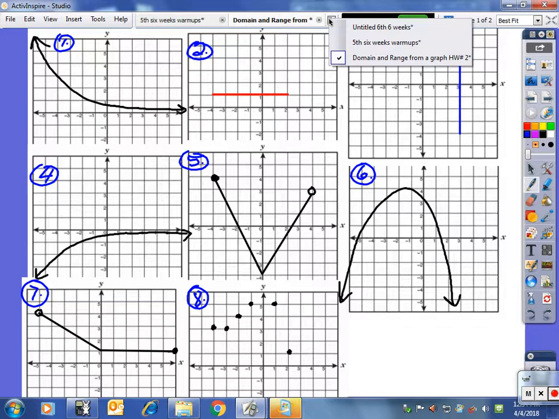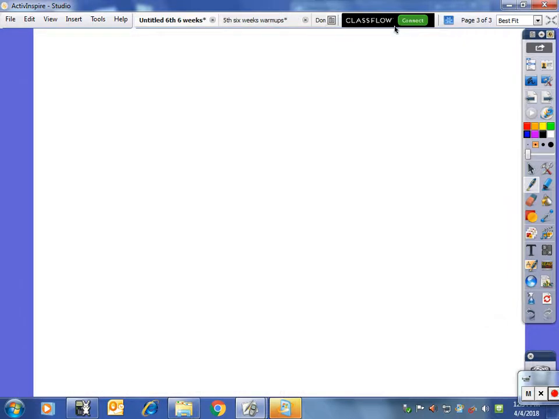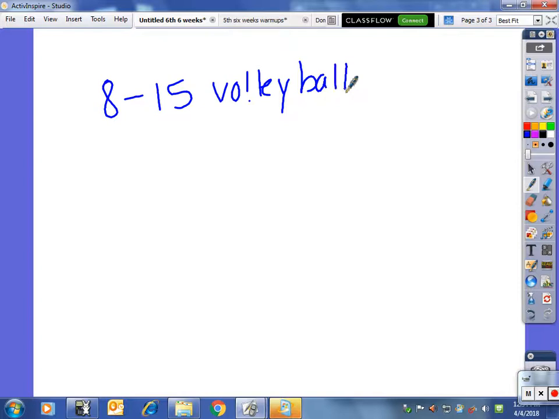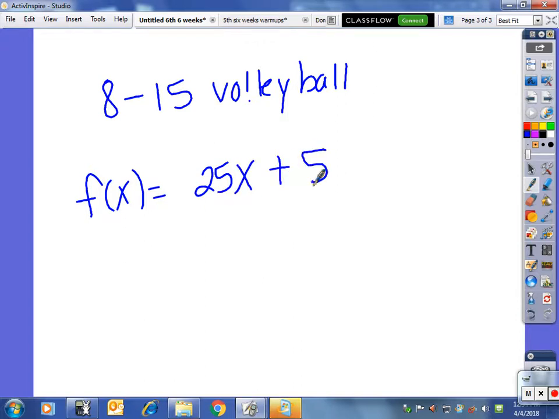You remember there was a problem about volleyball players, and it said there were 8 to 15 volleyball players on the team, and they were going to buy their uniforms, and the function for finding the cost of the uniforms is, I'm just making this up, y equals 25x plus 5. How much is each uniform costing? $25. The 5 is some kind of one-time shipping fee. That's the y-intercept.